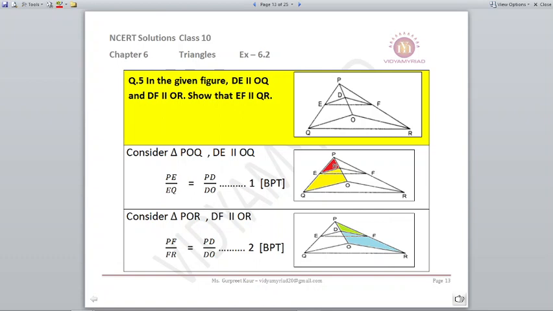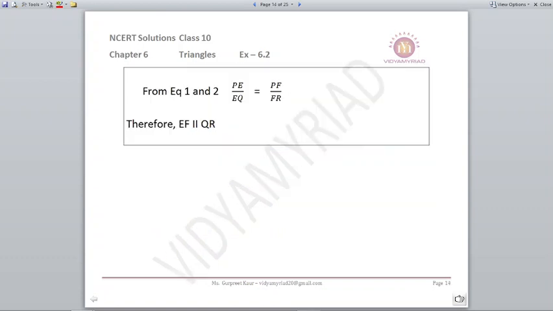So how are we going to write? PF upon FR will be equal to PD upon DO. Let it be equation number 2. In both the cases, we have similar things. So we can say that PE upon EQ is equal to PF upon FR. So when the sides are proportional, we can say that EF is parallel to QR.